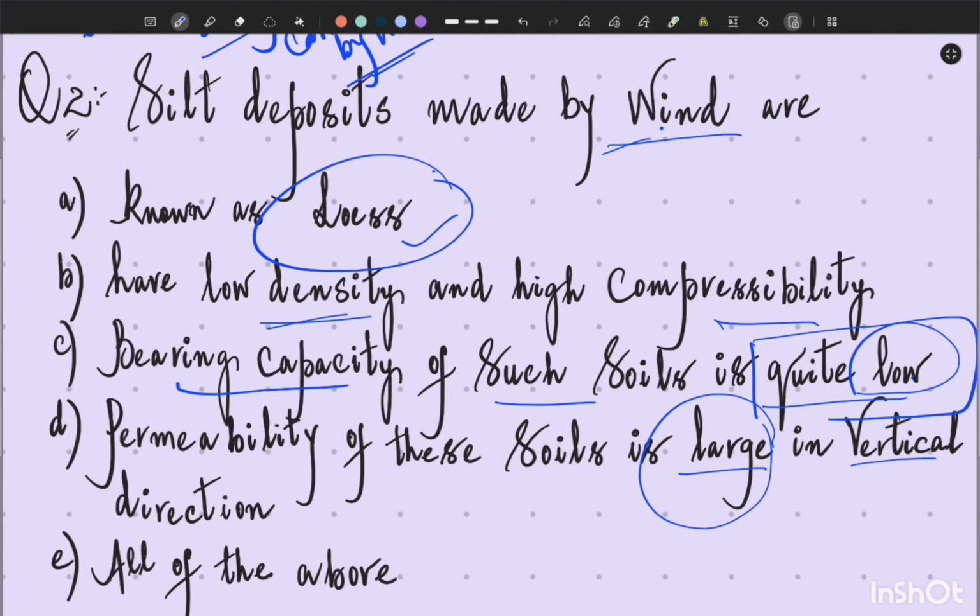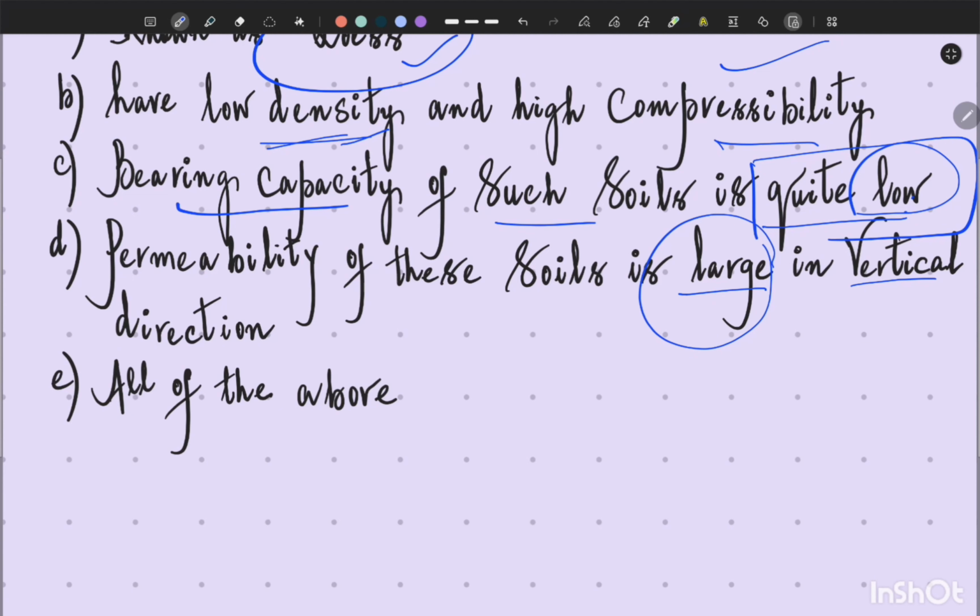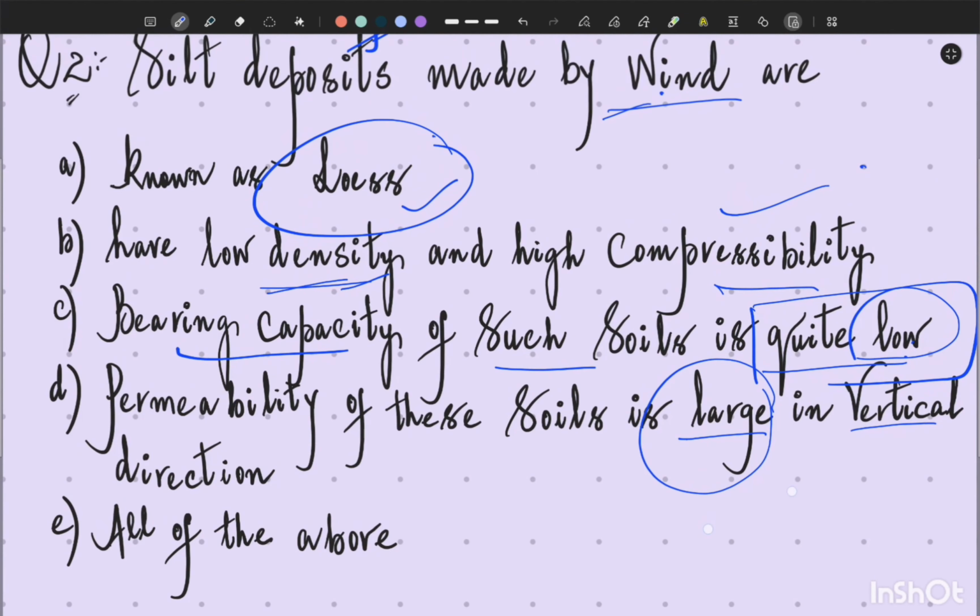So we can say that loess is a silt deposit made by wind. They have low density and high compressibility. Their bearing capacity is quite low, and their permeability is large in the vertical direction. So the correct answer is all of the above.